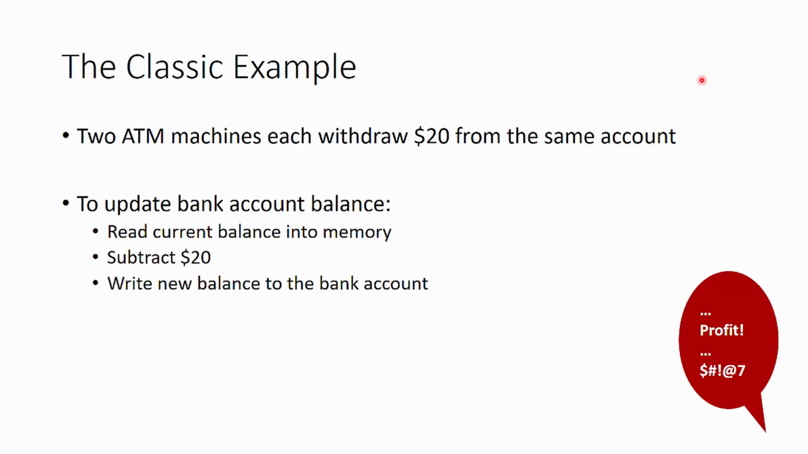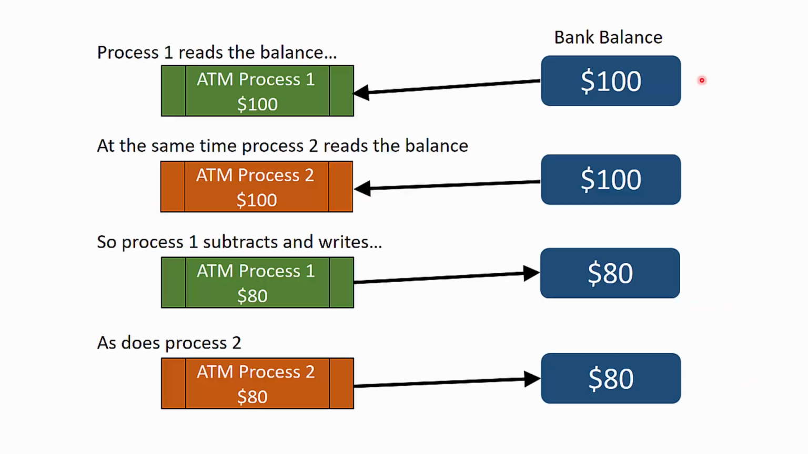So the classic example here would be the ATMs where somebody's trying to withdraw $20 from the same account at the same time from Los Angeles and from New York. So typical process here, we're going to read whatever the balance is, put it into memory, and then once it's in memory, we can subtract $20 from it, and then we can write the new balance back to the bank account. So process 1 is going to read that balance in, $100, and then at the same time, process 2 reads the same balance in.